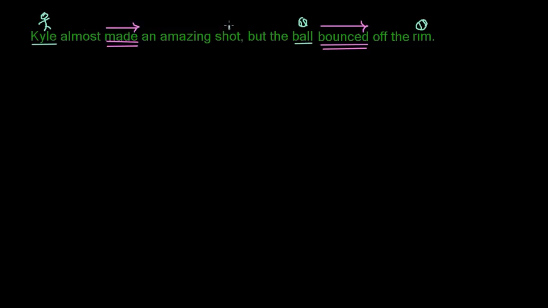In the first independent clause, we have the noun shot, a concept, the direct object of the verb made. Code that with a light bulb. We have some modifiers. Kyle almost made the shot, almost, which is an adverb. It's telling us to what extent he made the shot.